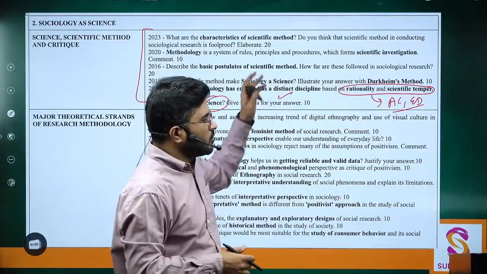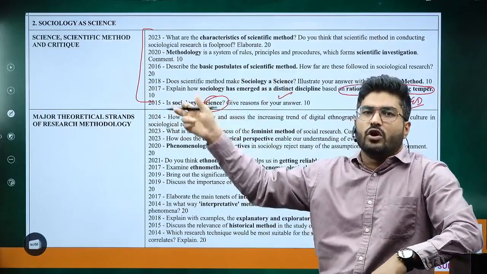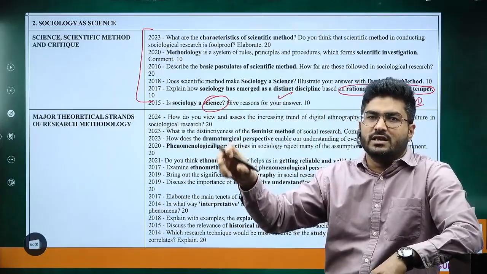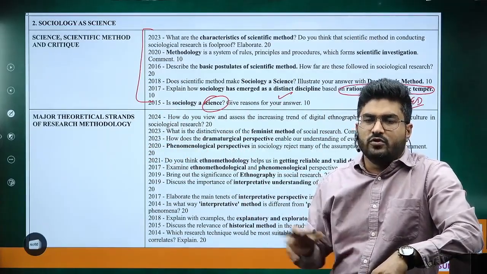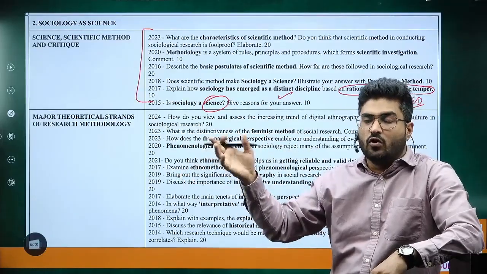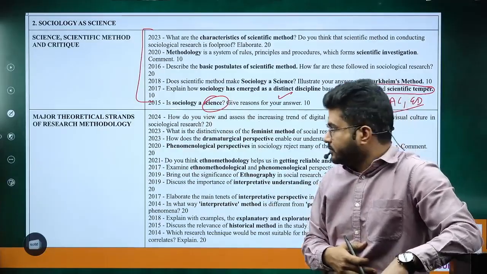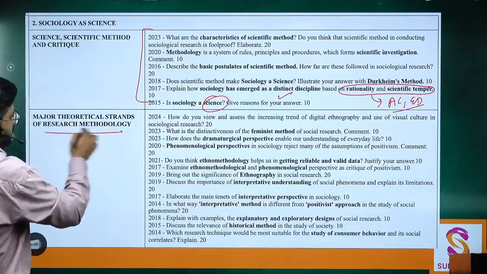Similarly, Thomas Kuhn talks about the sociological paradigm, a new model: there is a normal model, then there is a crisis period, then there is a scientific revolution. So the old model is always replaced by a new model of scientific paradigm. Then major theoretical stands on research methodologies.